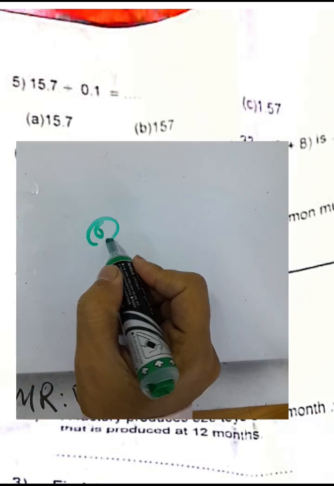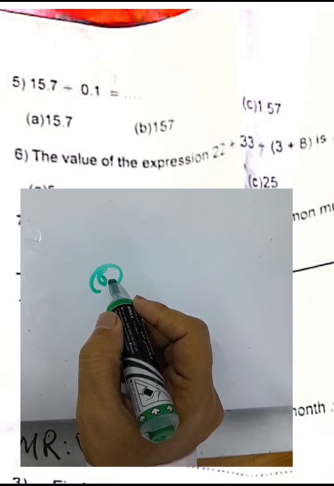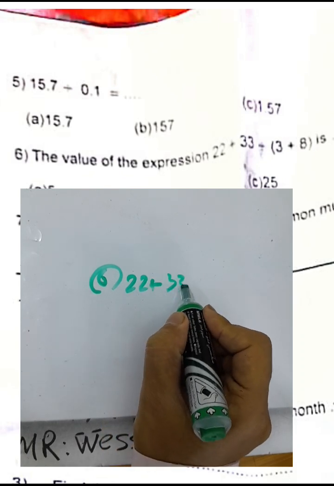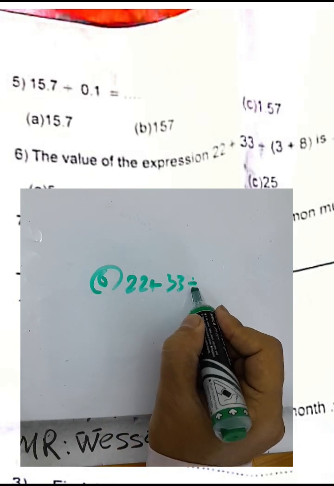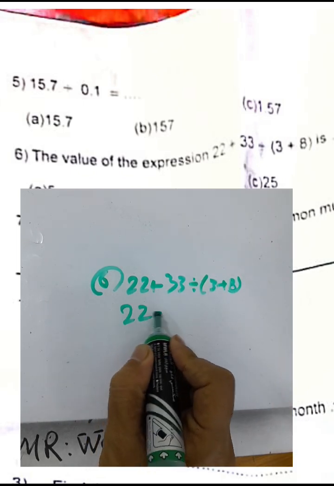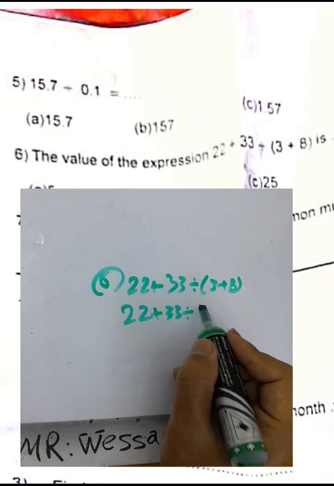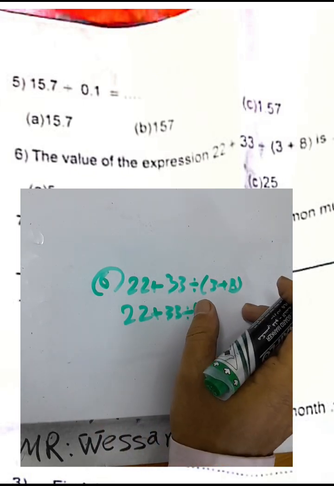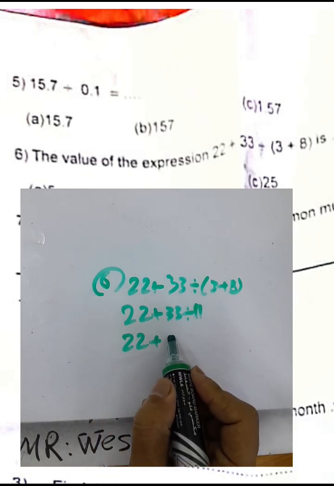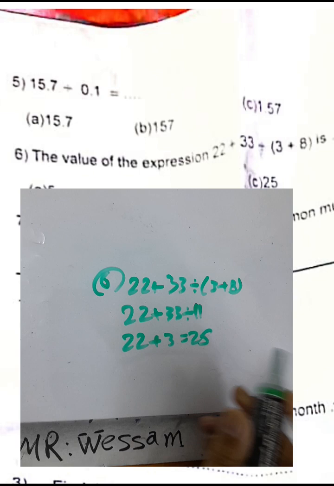Question 6. The value of the expression 22 plus 33 divided by the sum of 3 and 8. We can write 22 plus 33 divided by 11. We find the result in brackets first. Okay, 22 right here plus 33 divided by 11 equals 3. The result will be 25. Okay, the result here will be 25.